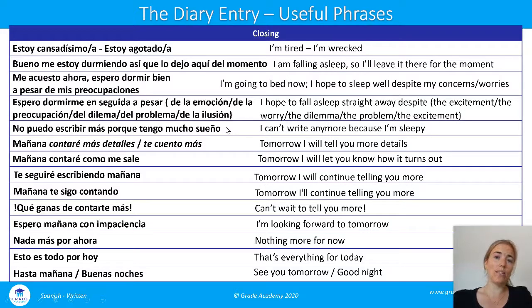This is one of those phrases that uses tener. Mañana contaré cómo me sale. Tomorrow I'll let you know how I get on. A lot of these phrases here mean the same thing, so you don't need to learn them all. Pick which one works for you. Nada más por ahora is a nice one that would fit in with most topics. And then obviously buenas noches, because it's nighttime and you're probably going to say goodnight.